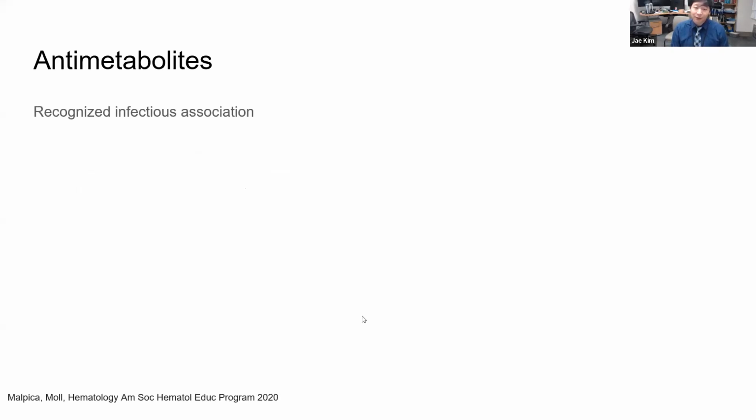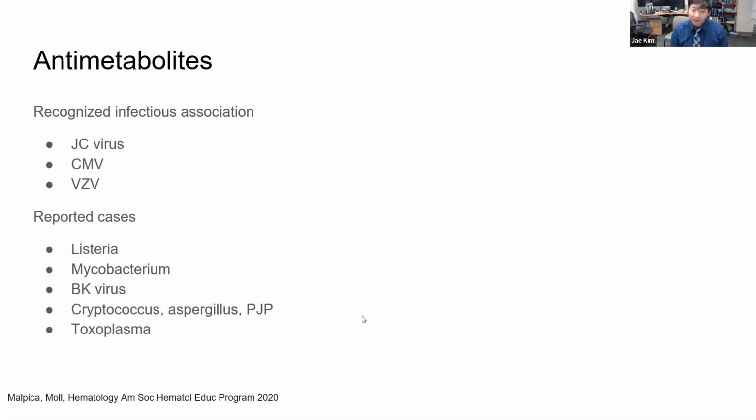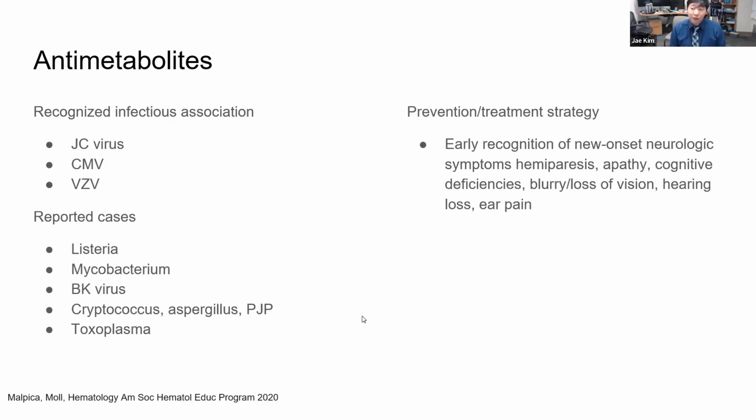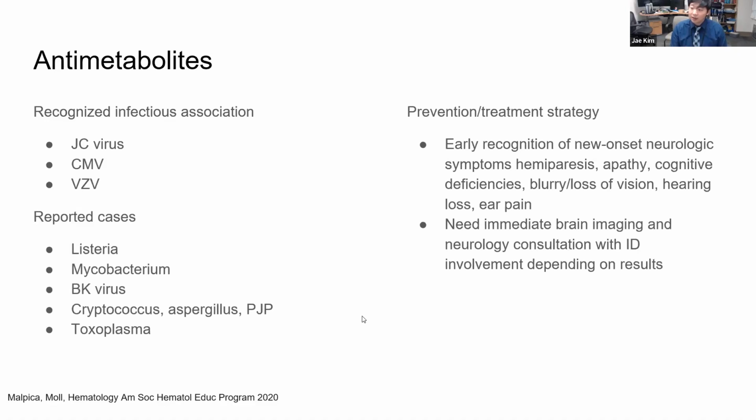Some recognized infectious associations include JC virus, CMV, and VZV, and there are reported cases of these organisms here. For prevention, early recognition of nuanced neurologic symptoms was heavily emphasized, including hemiparesis, apathy, cognitive deficiencies, blurry loss of vision, hearing loss or ear pain. These would be from VZV. And we need immediate brain imaging with neurology consultation with ID involvement, depending on the results. And also highlighting the need for VZV immunizations in patients who are getting mycophenolate.